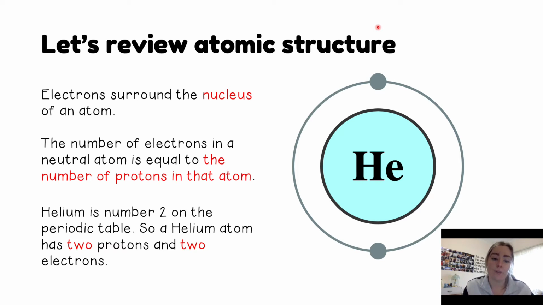And you should also remember that the number of protons in an atom is the same as the number of electrons, assuming that atom is neutral. So for a helium atom, its atomic number is 2, so it has 2 protons and 2 electrons.